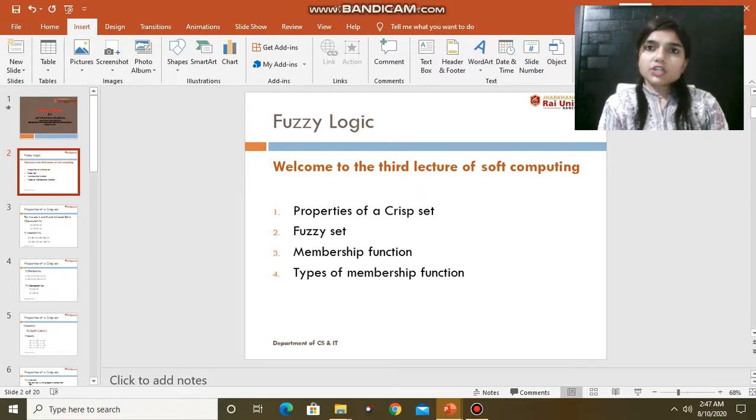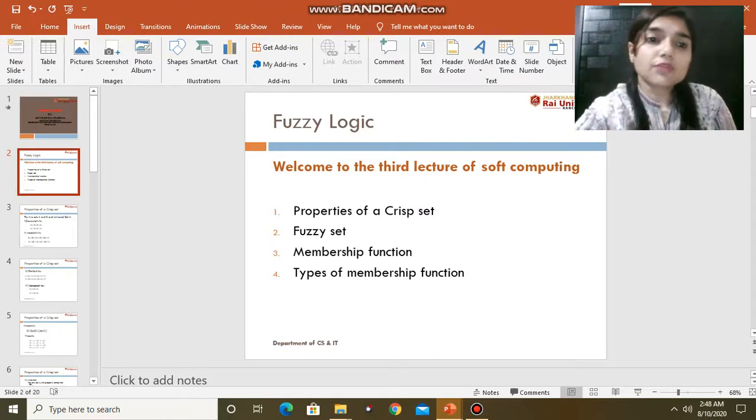In the previous lecture, I discussed the crisp set, types of crisp set, and the different operations that we can perform on the crisp set: union, intersection, complement, and the difference of two sets. In today's lecture, I am going to discuss the properties of a crisp set, fuzzy set, membership function, and the types of membership function.